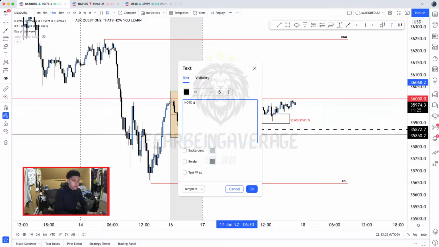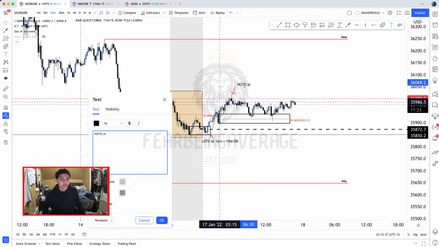High of the day at what time? This was at 5:30 in the morning, so we're gonna put 5:30 a.m. after trading into 36,000, which is our big figure level. And you can see the reaction we had.